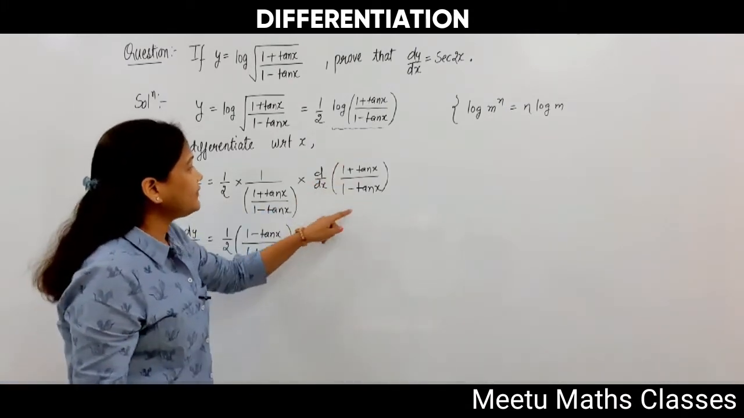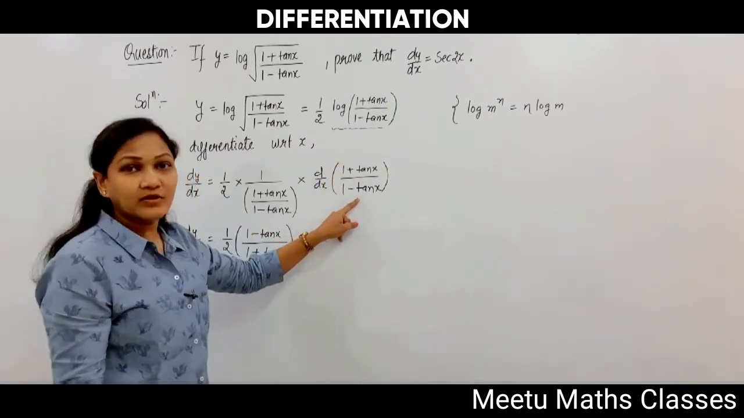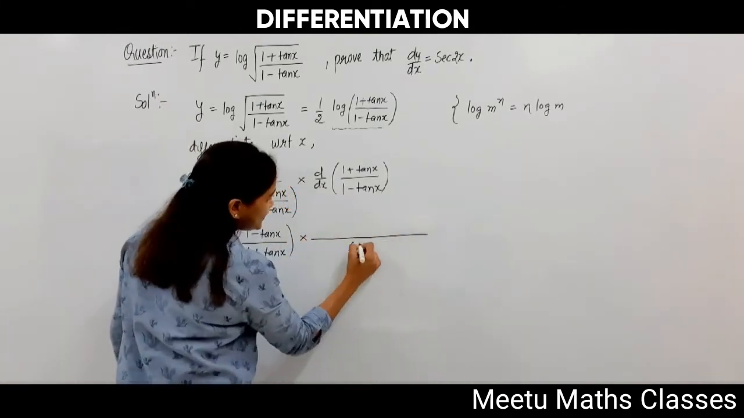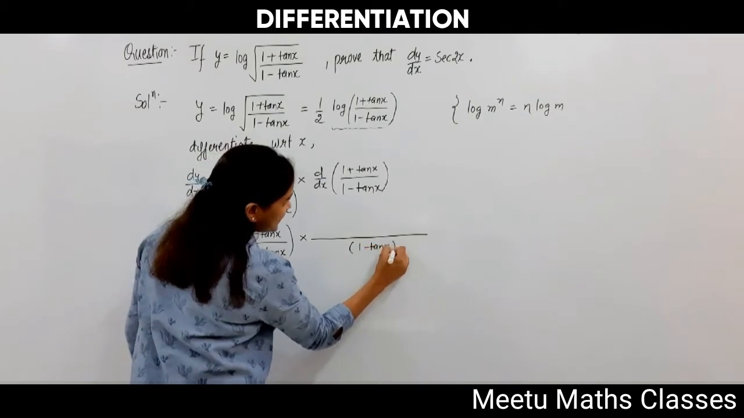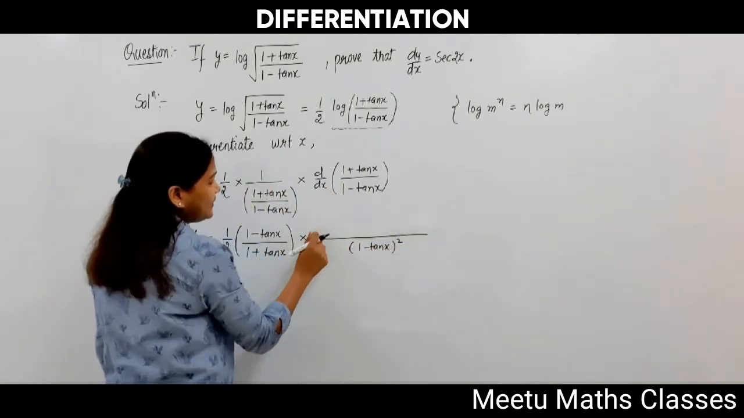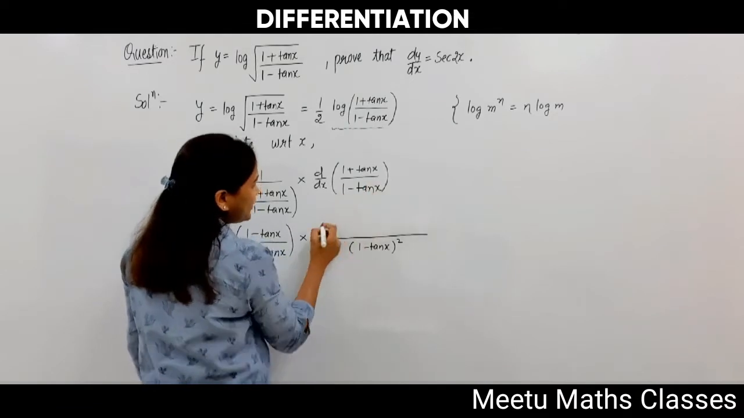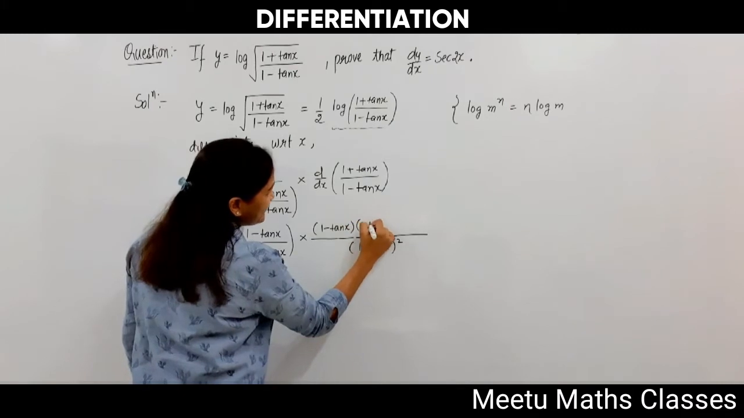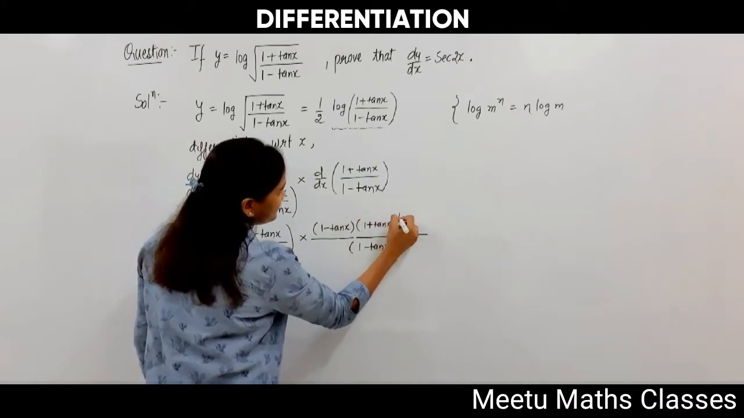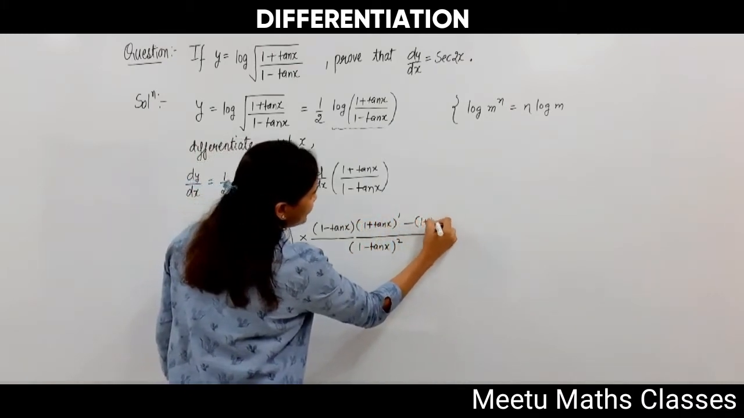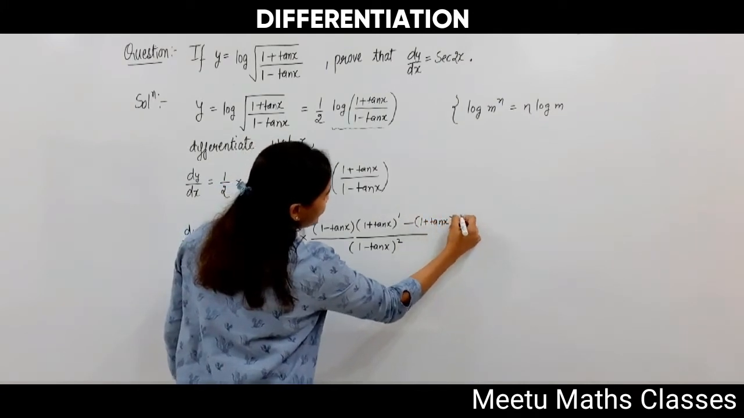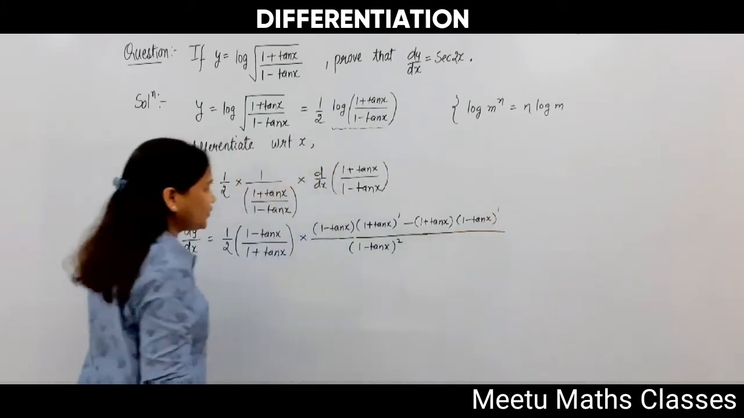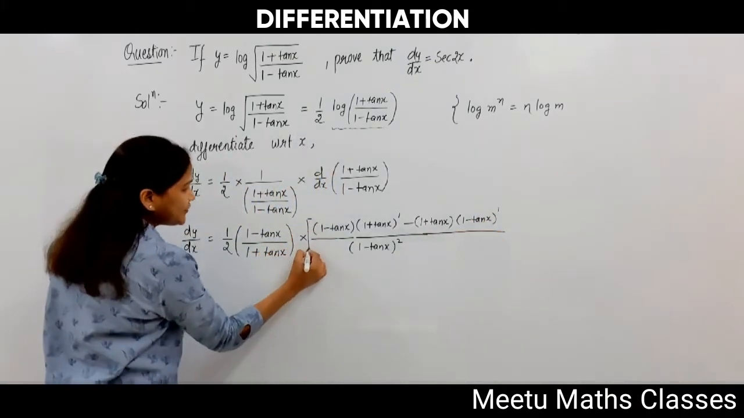And to find the derivative of this function, you can apply the quotient rule, and using the quotient rule you can write, below you will write the whole square of the denominator, and in the numerator you can write the denominator function as it is, into the derivative of the numerator function, minus the numerator function as it is into the derivative of the denominator function. Okay, and this is the quotient rule.